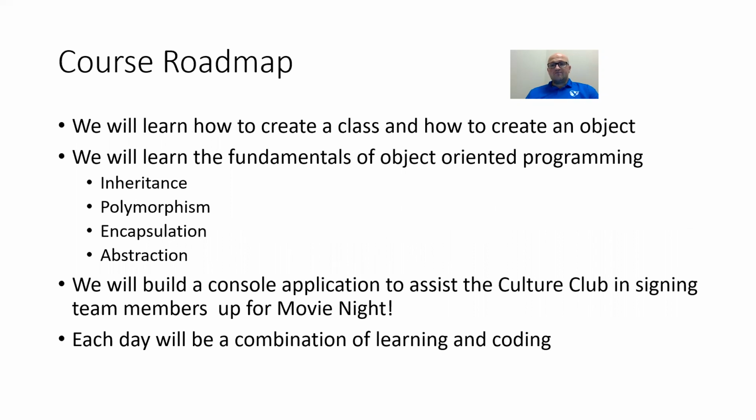So this is a very high-level description of what this course will cover, okay? We're going to learn object-oriented programming, and that means classes and objects and the fundamentals of object-oriented programming like inheritance, polymorphism, encapsulation, and abstraction. And those words are probably gobbledygook for you right now, but they will become meaningful hopefully by the end of the course, okay?